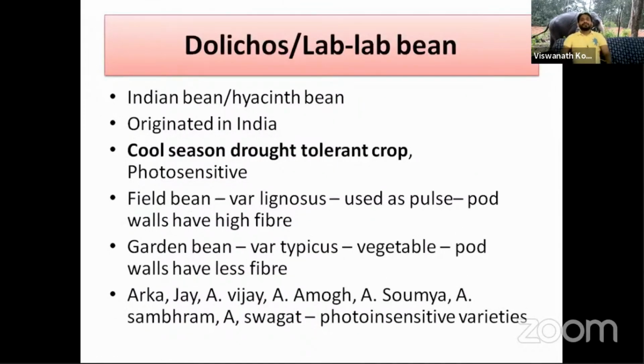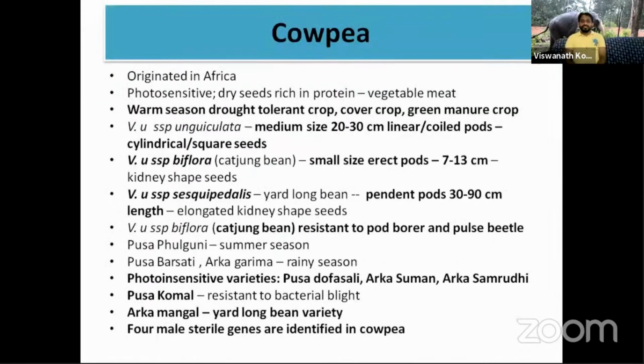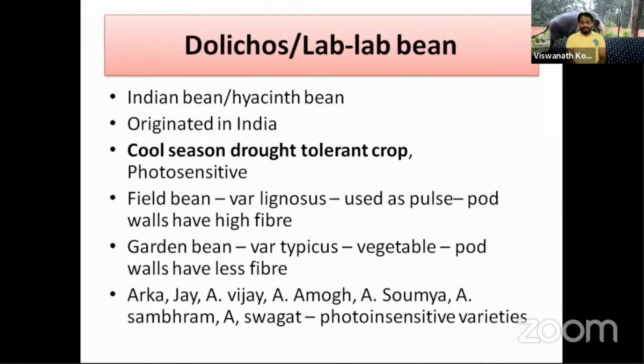And Dolichos bean or Lablab bean. Earlier the genus name was Dolichos, but now the genus name is Lablab. It originated in India, so it is known as Indian bean or hyacinth bean. It is a cool season drought tolerant crop, whereas cowpea is a warm season drought tolerant crop. It has two types, field bean and garden bean. Field bean is Lablab purpureus variety lignosus.